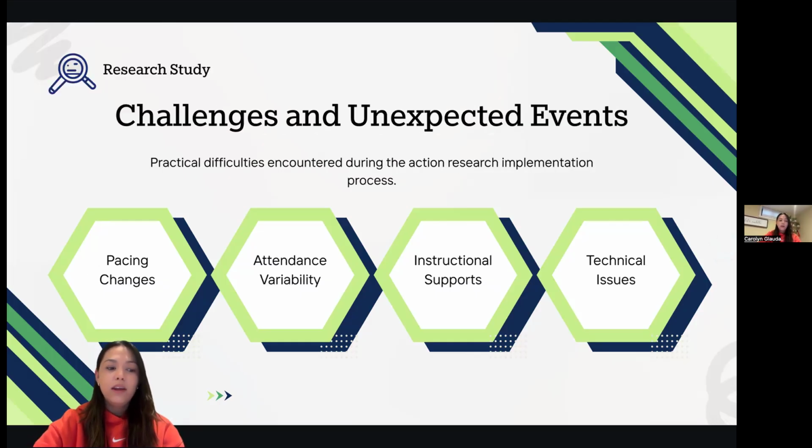Some challenges and unexpected events that occurred during the action research implementation process were pacing changes. Again, we had to change based on how the students were learning the overall concepts. If the students were not learning at the rate that we needed, we couldn't introduce the simulations at that time. Attendance variability, so whether students were there every single day or not, or if there were pullouts for music or field trips. Instructional support, so any student with differentiation needs, and of course technical issues, so if the simulation didn't work, or if we were having issues with how students used it.